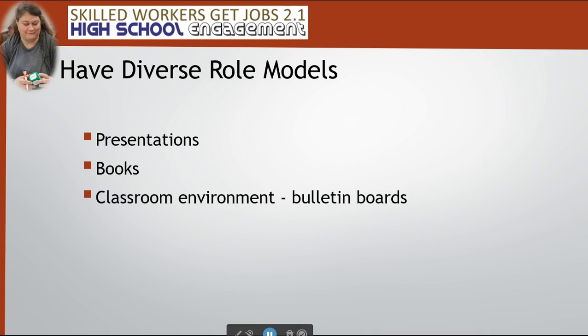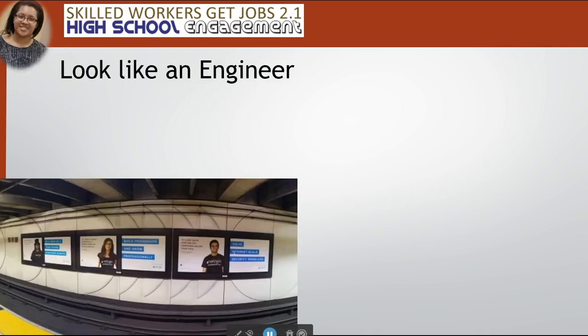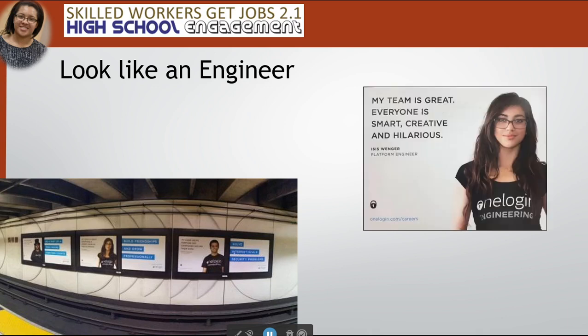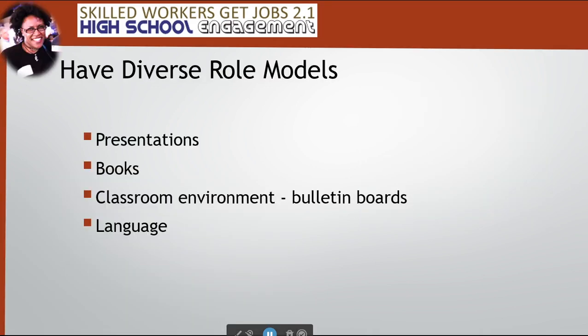And look around at your classroom environment, which might be bulletin boards, or it might be an online Moodle page or a website. And when you have pictures, you want to not only think about gender, but also you might want to think about age and looks. This was something that a company did, which stated, my team is great, everyone is smart, creative, and hilarious. It got a lot of viral feedback that was negative, and the statement was, why didn't you use a real engineer? The overall story was, if you were an attractive young female, you could not be an engineer. And using that stereotype is just as bad as only having males featured.